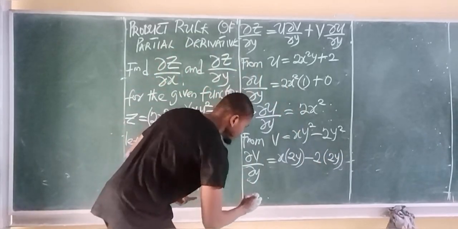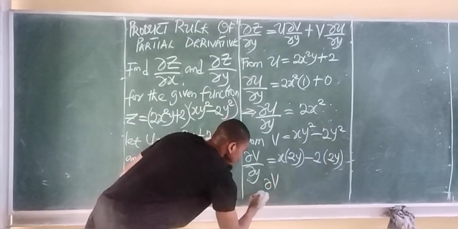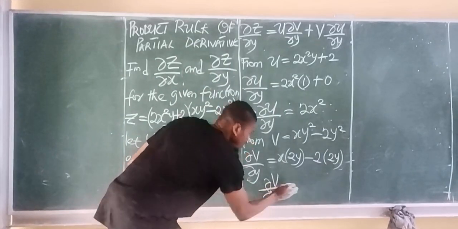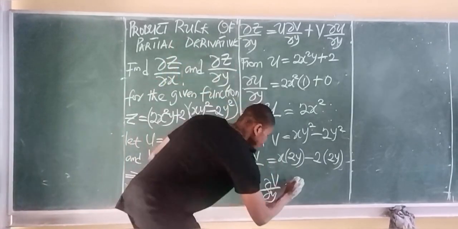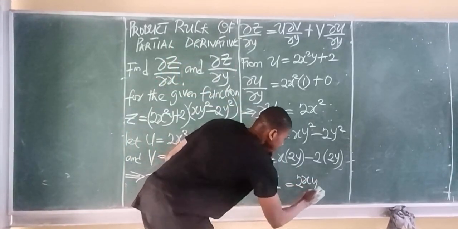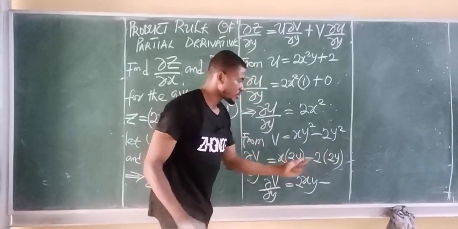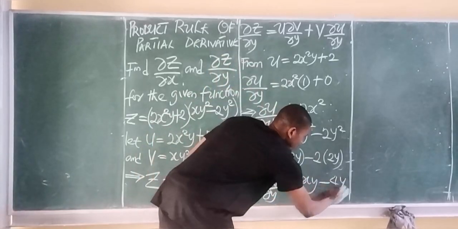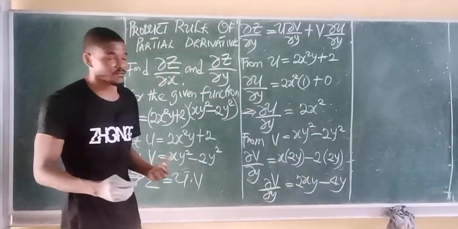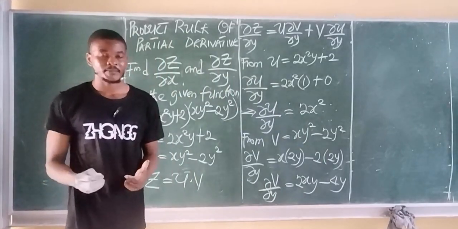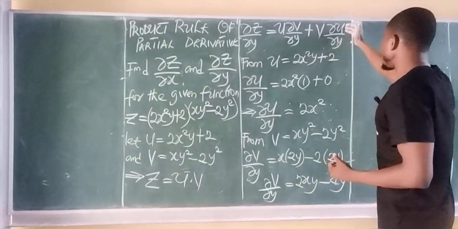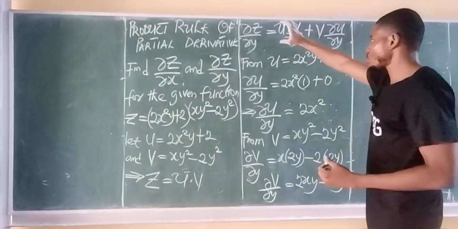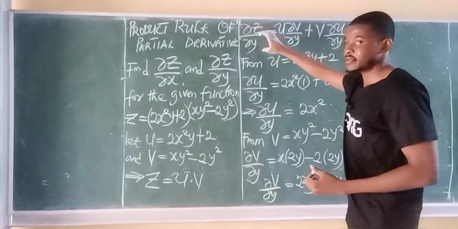So the partial derivative of v with respect to y is now equal to, if I expand this bracket, 2xy minus 2 times 2, which simply gives me 4y. So this becomes the partial derivative of v with respect to y. So I know the v dy, I also know the u dy. I can now plug into this equation to obtain partial z, partial y.